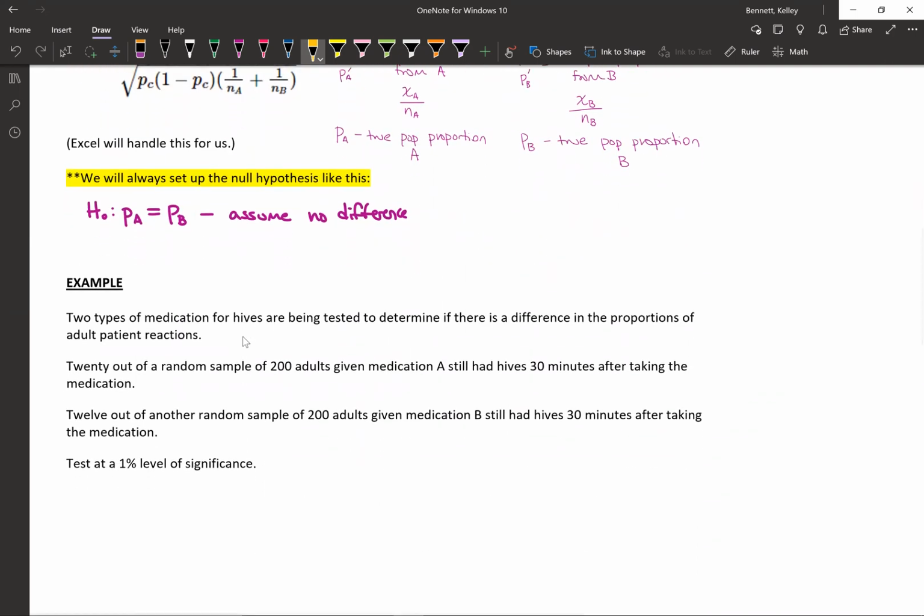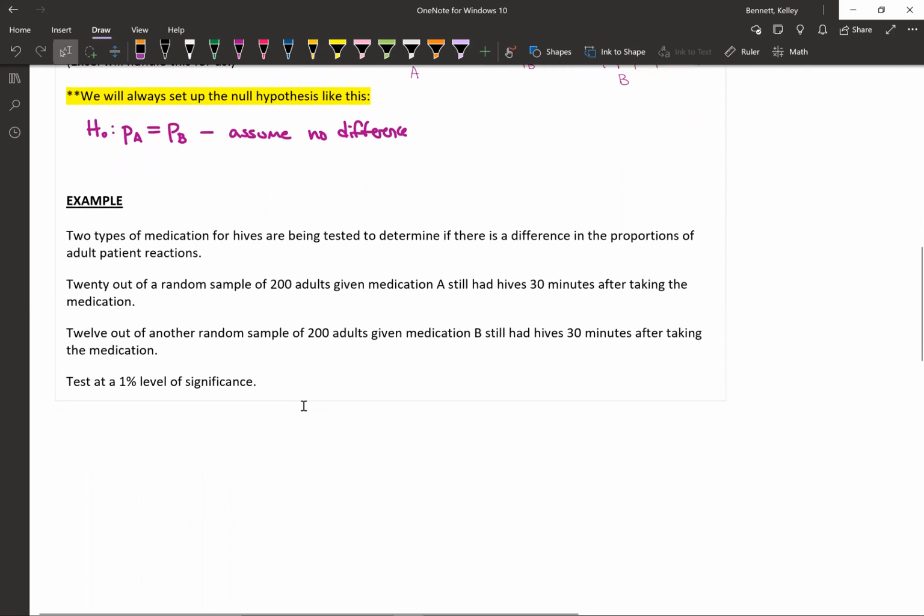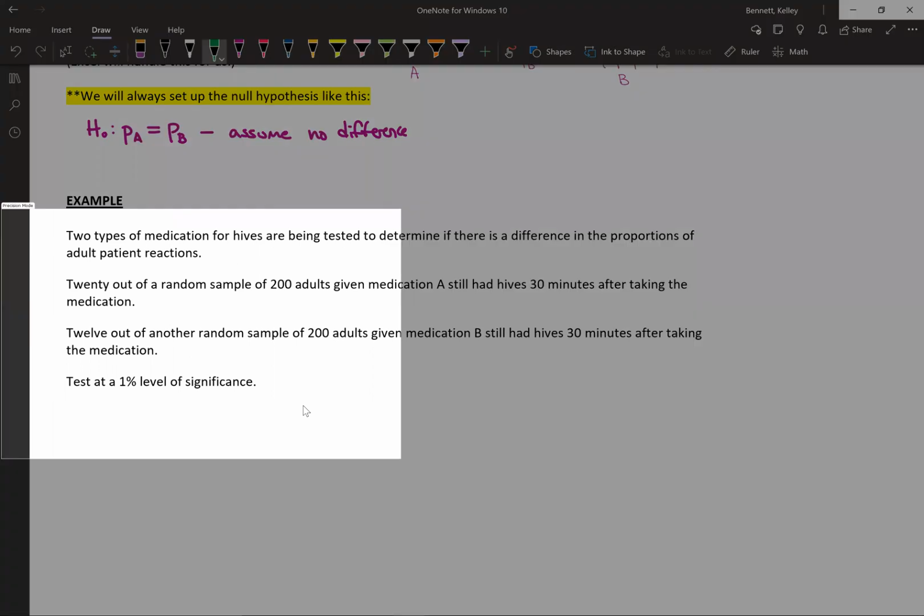All right, so let's look at this first example here. Two types of medication for hives are being tested to determine if there is a difference in the proportions of adult patient reactions. And what we're going to look at is who still had hives after 30 minutes from taking the medication. So I'm going to call this first one population A, and I'm going to call this population B here.